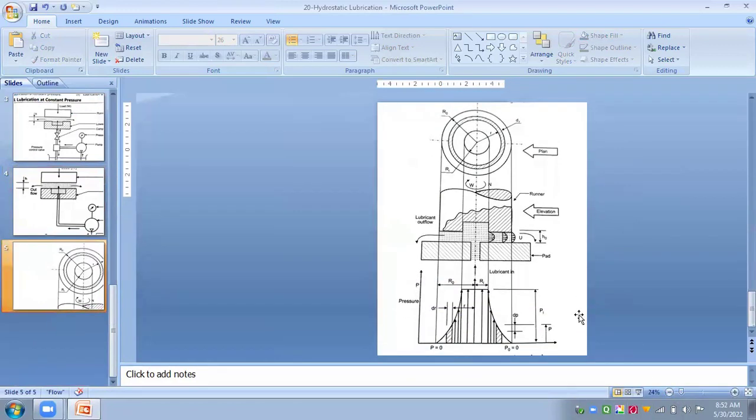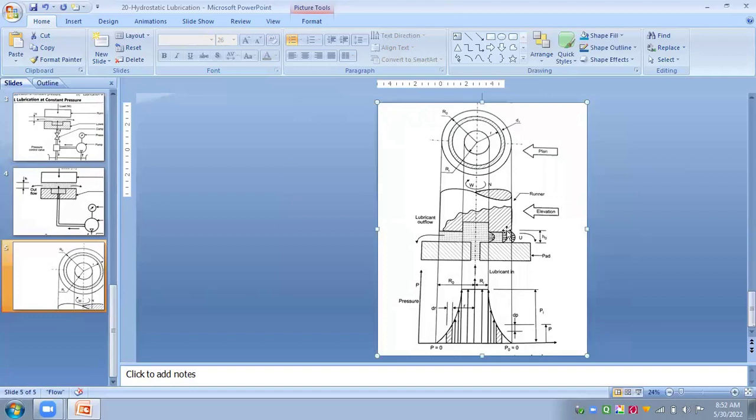And this is the pressure development in these lubrications: how the pressure is developed in hydrostatic lubrication. This type of bearing is also called a step bearing. The principle of the hydrostatic step bearing action is shown in the figure. The lubricant from the reservoir is pumped by a constant displacement pump and is forced into a central circular recess and then flows outward between the surfaces.